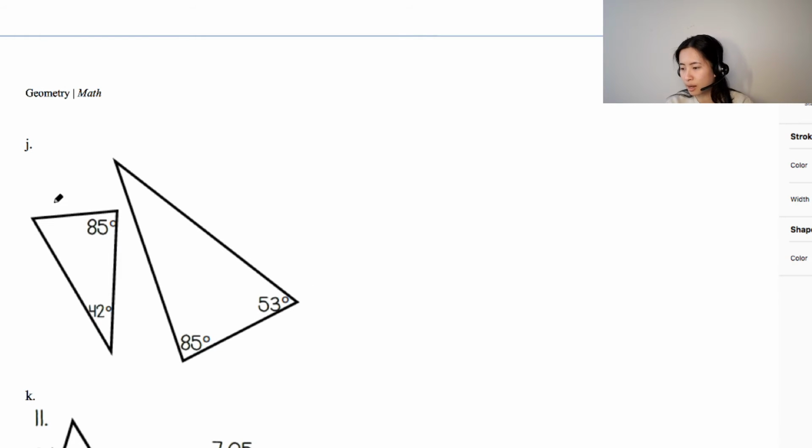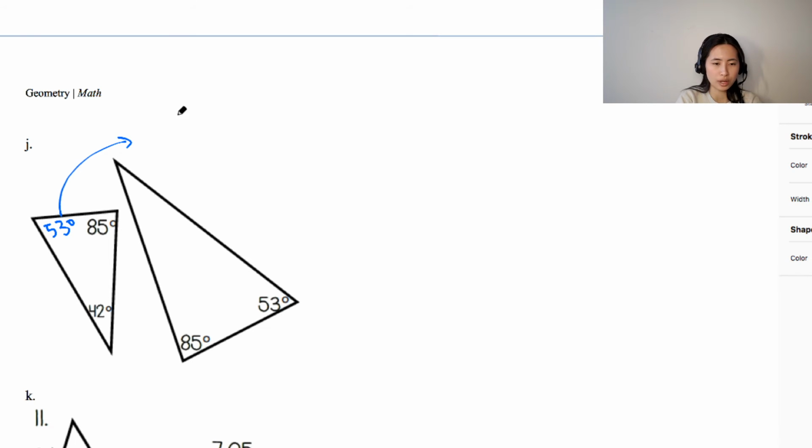Okay, so I guess we have measurements of angles now, right? So we can see that this is 85, 85. And maybe this angle might turn out to be the exact same as this one. That's why we need to find this third angle over here. So let's look at the smaller triangle first, right? So what is this angle over here? If you have 85 and you have 42, all you do is take 180 minus 85 minus 42, right? So this is actually 53 degrees, right?